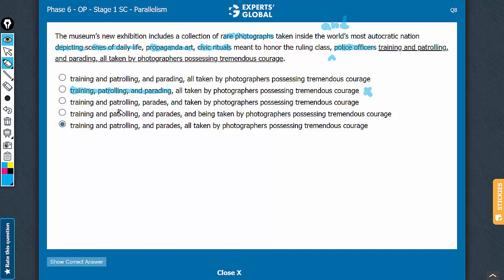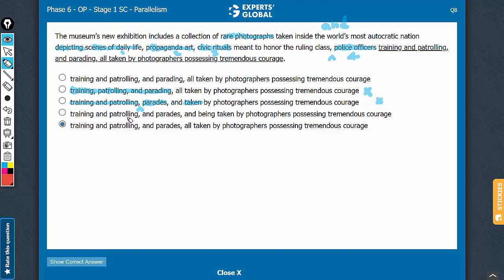Similar problem with choice C, police officers. It acts as, that is the next term in the list. So this is term number 1, this is term number 2, this is term number 3, this is term number 4 in the list. Police officers training and patrolling. And if parades were a separate term, then this would be the 5th term, the last term. So the Oxford comma plus and would be needed here, not before and taken by. This taken by is an action. It is not a part of the list. So C can also be eliminated.